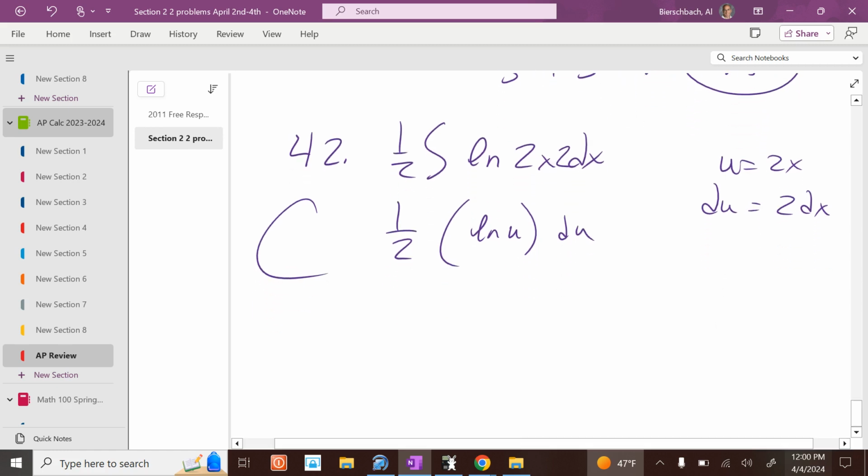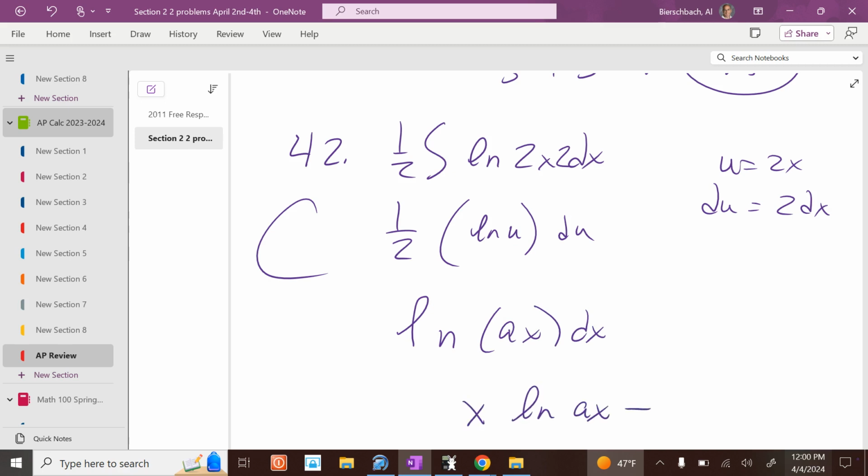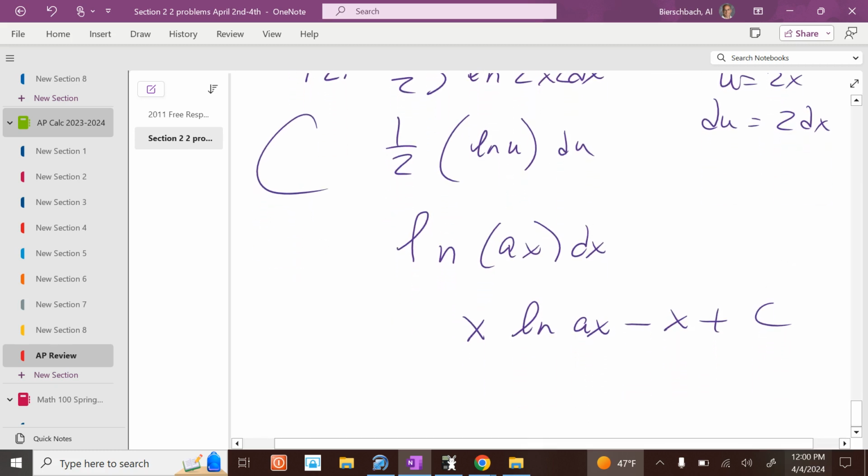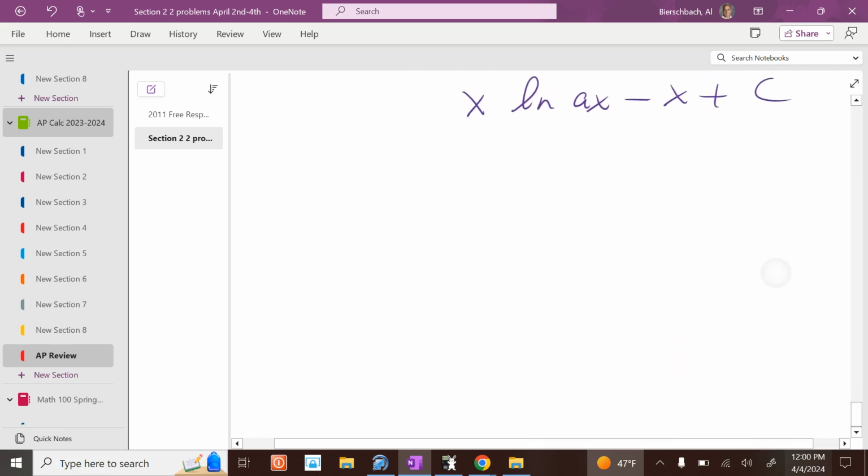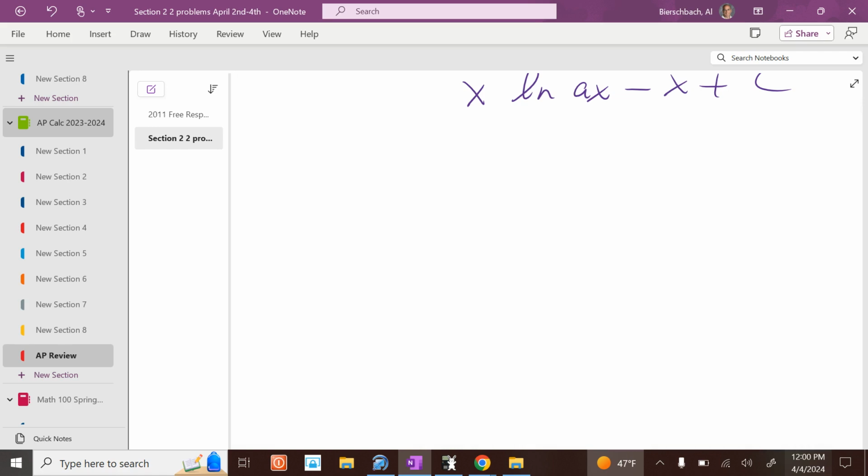So the integral of ln of ax dx is x ln of ax minus x plus c. Yeah, that's what it is. But again, this is integration by parts. That in college calculus is Calc 2 or else Calc 3. So that's up there a ways. All right.